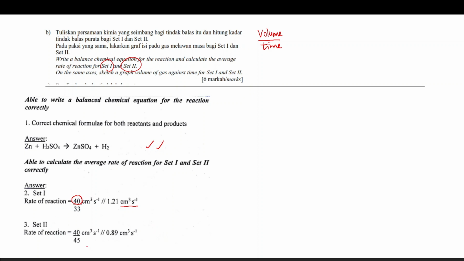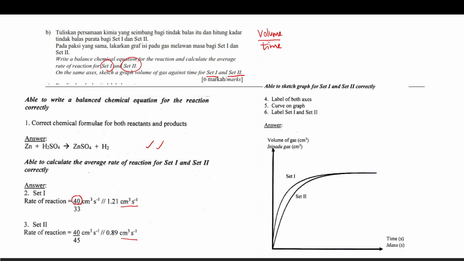Now set 2, volume over the time. So volume 40, time is 45 seconds. So you get 0.89 cubic centimeter per second. Now on the axes, sketch a graph of volume against time for Z1 and Z2. So volume of gas, unit must be stated correctly. Then time in seconds.